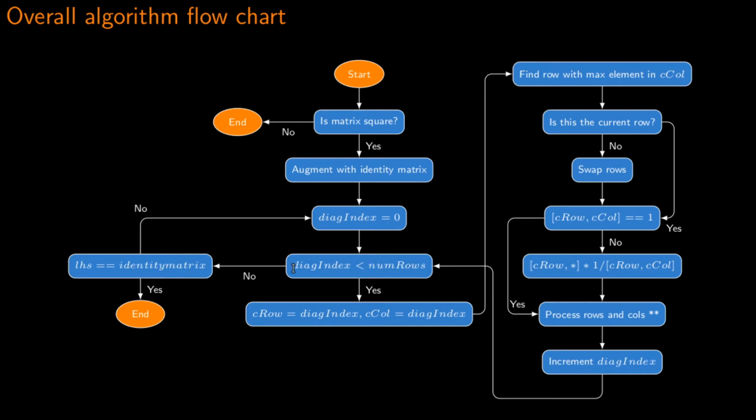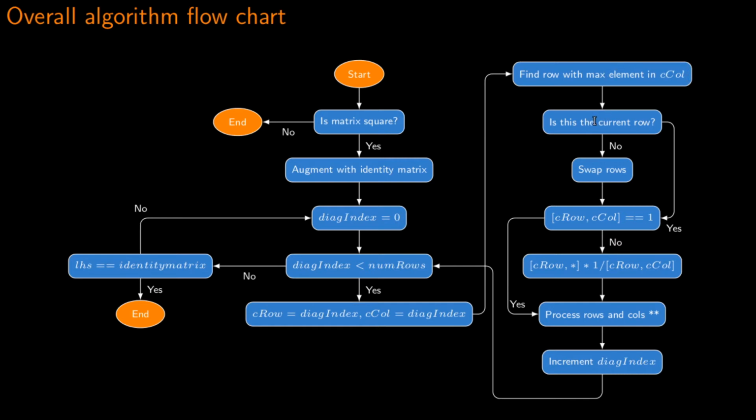So if we've reached the end, well, we'll come back and we'll talk about that later. Assuming the diagonal index is 0, so it's definitely less than the number of rows, the first thing we're going to do is set C row equal to diagonal index, and set C col equal to diagonal index. And then we're going to find the row which has the maximum element in C col. Now that's the function that we just talked about.